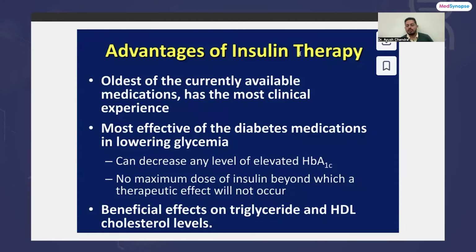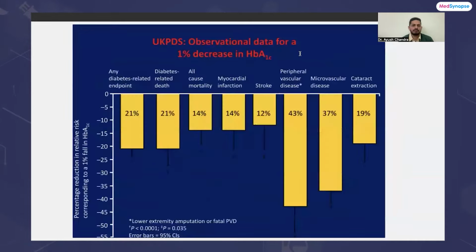Okay. So insulin is, of course, the oldest of the medications and has the most clinical experience, is most effective in decreasing the sugar levels, and also improves the HbA1c. But it should be given in the apt amount of doses, which is very important, and the correct dosage should always be titrated by a doctor. Okay, and also it has a greater impact on the lipid profile, triglyceride level, and cholesterol levels.